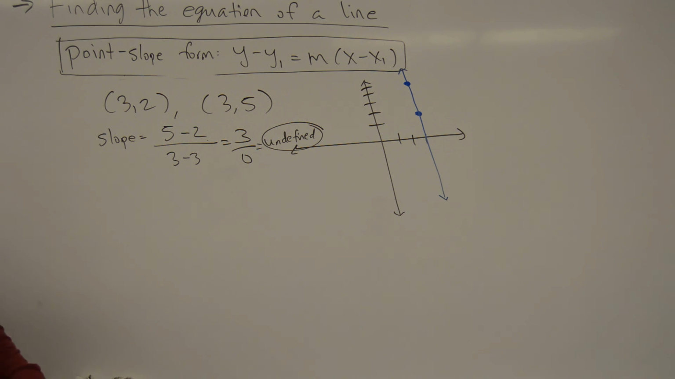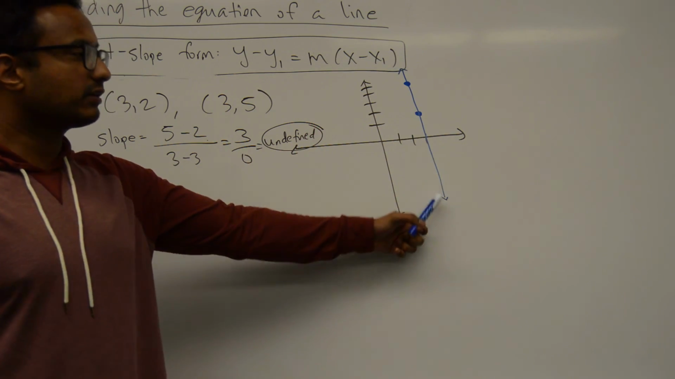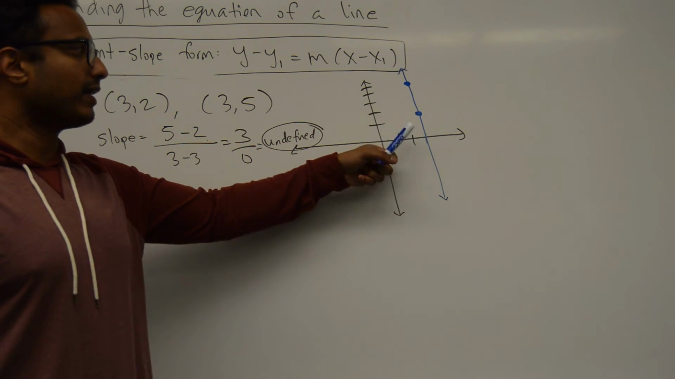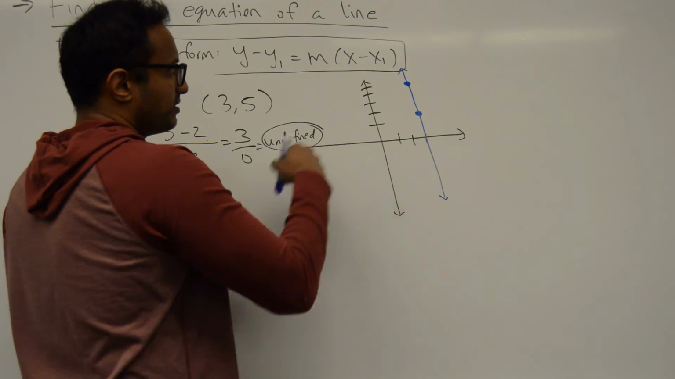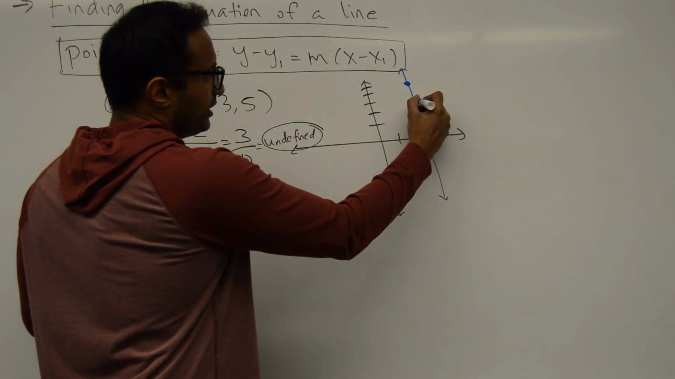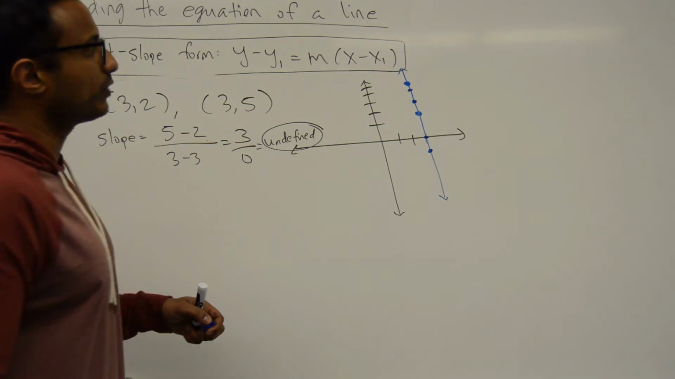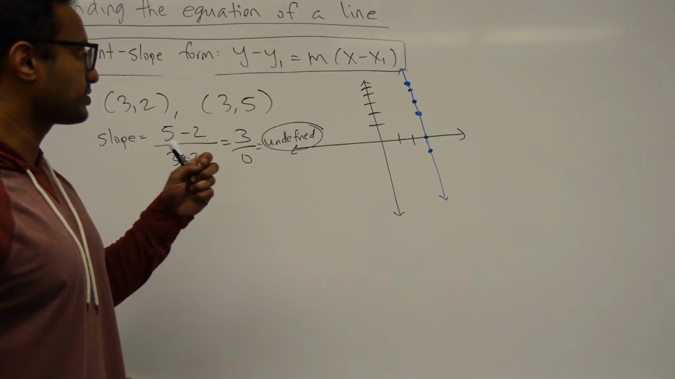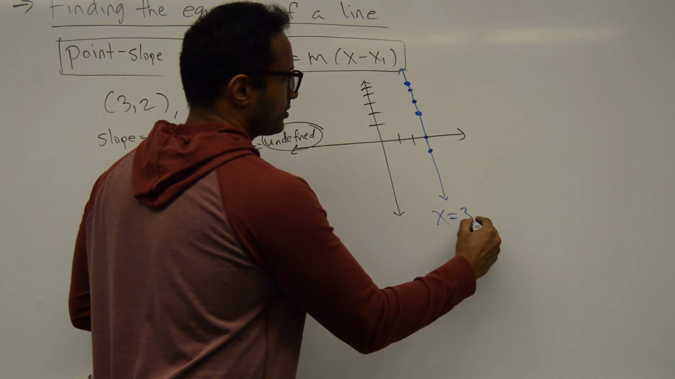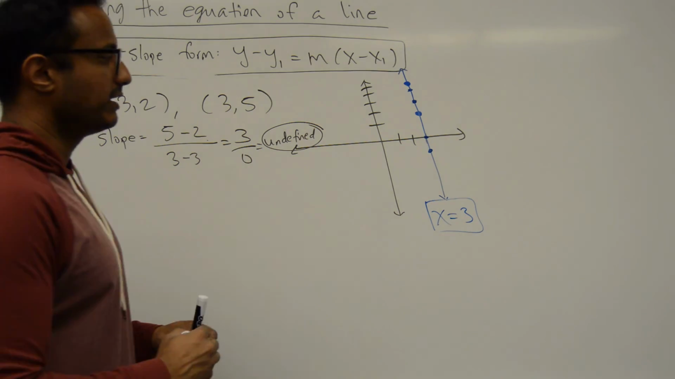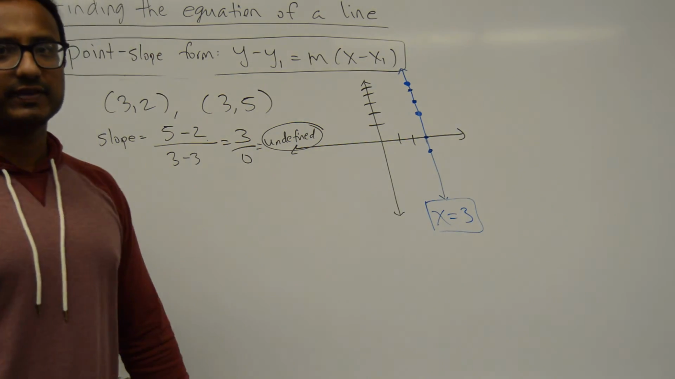But here's what we know. Remember we learned from the previous video that if you have a vertical line, all the x values are equal to 3 in this case. So this is (3, 2), this is (3, 5), this is (3, 3), this is (3, 4), this is (3, 0), that's (3, negative 1). All the x values are fixed at x equals 3. So that's just the equation of our line, x equals 3. Any vertical line is going to have an equation of x equals whatever the fixed x value is.